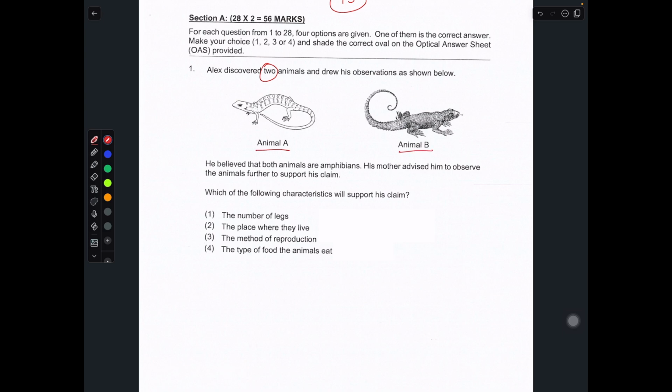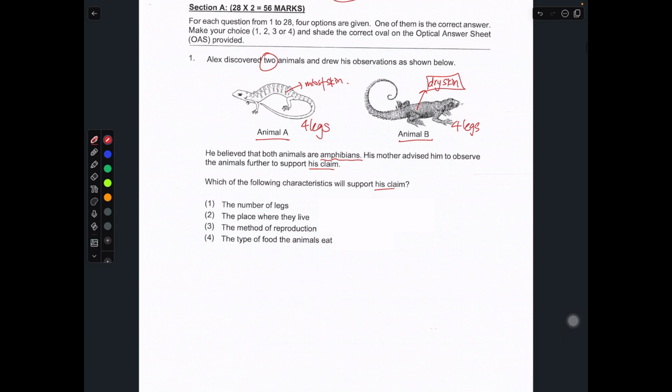It seems like all of them have four legs, and this seems like an animal that more or less belongs to amphibian, or it could be reptile, because this looks a little bit like dry skin to me. While this looks a little bit like moist skin. So he believed that both of the animals are amphibians. His mother advised him to observe the animal further to support his claim. Which of the following characteristics can support his claim?